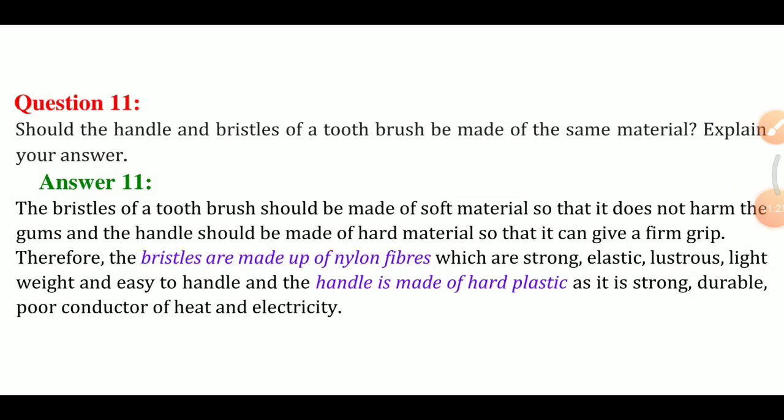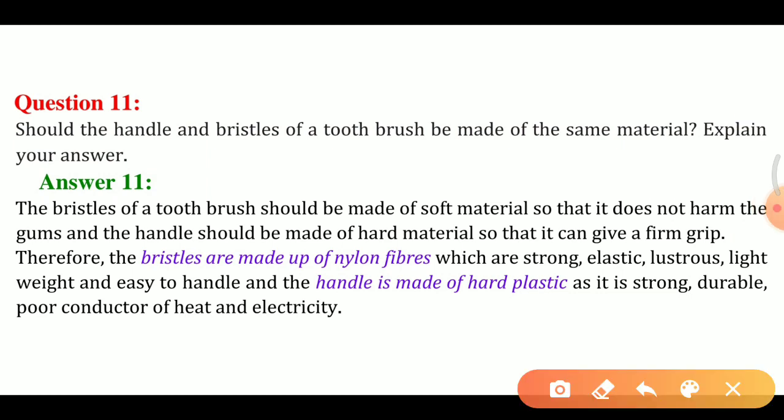Question number 11 is, should the handle and bristles of a toothbrush be made of the same material? Explain your answer. Here we should know the qualities of the handle and bristles of a toothbrush, that their work is different. Both of their work is different, so they should not be made of the same material.